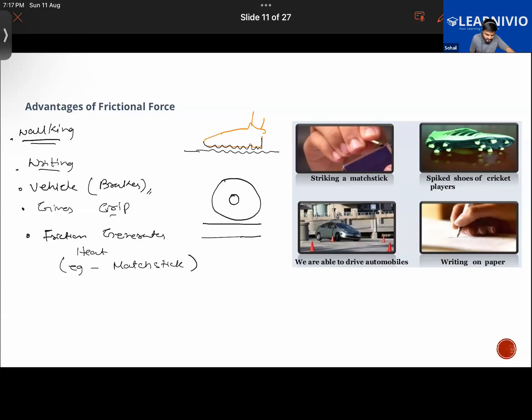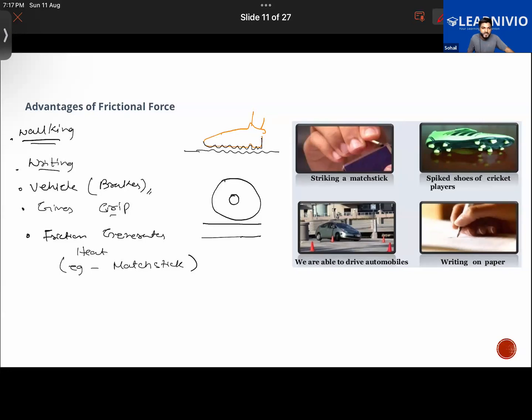So we have learned that whenever you rub the matchstick on the matchbox, due to friction, heat is generated and red phosphorus ignites, and some of the red phosphorus converts into white phosphorus, and that generates enough heat to burn the wooden stick. Getting it, everyone? So that is another advantage of friction.